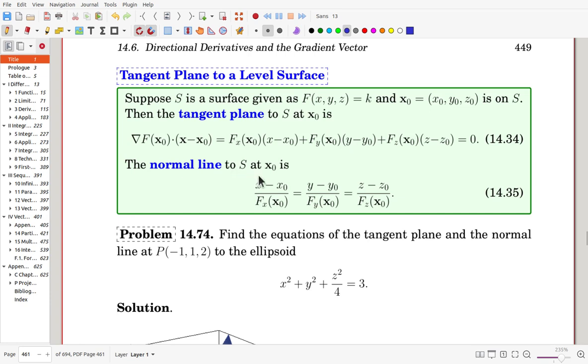Now, for the normal line, the line r must be written this way: passing through x0, plus t times gradient of F, which is the direction. So the normal line must be written in this way. Of course, r is here x, y, z. So by solving for t from the three equations, we have a symmetric form of the normal line.